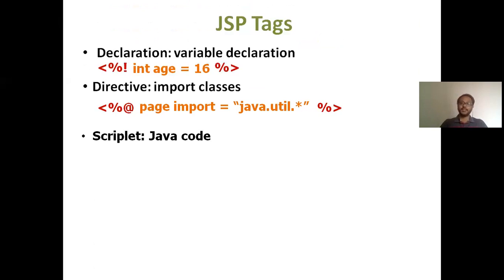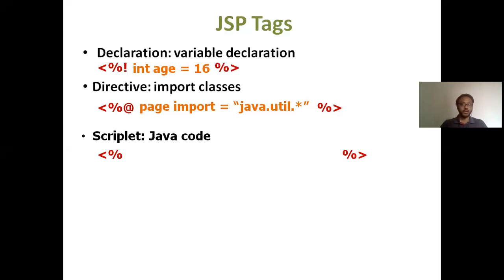Next, the JSP tag is a scriptlet. This scriptlet is a JSP tag which is used to write some Java code. As I mentioned earlier, a JSP document can contain some text data, as well as some HTML data. A JSP can also have Java code in it. So if I want to embed Java code in JSP, I should use this scriptlet tag.